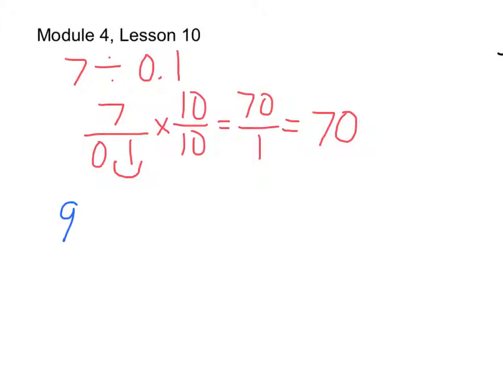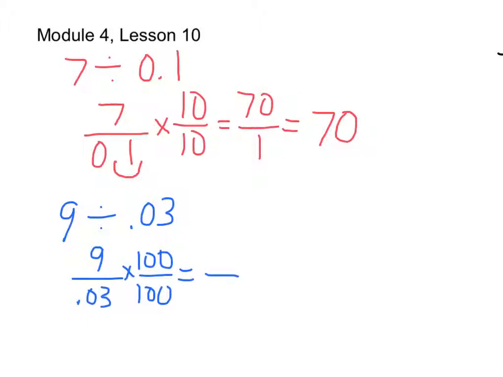What if I have 9 divided by 0.03? I can rewrite that as a fraction and then say, oh, look, I've got not tenths, but hundredths in this one. So I want to multiply top and bottom times 100 to get rid of that decimal. 3 hundredths times 100 is 3. 9 times 100 is 900. Go ahead and divide that, and I'm going to have 300. This is a good strategy, and it does work.